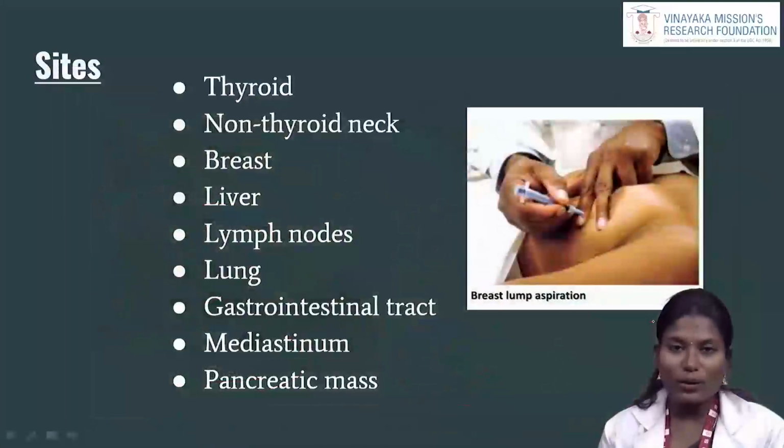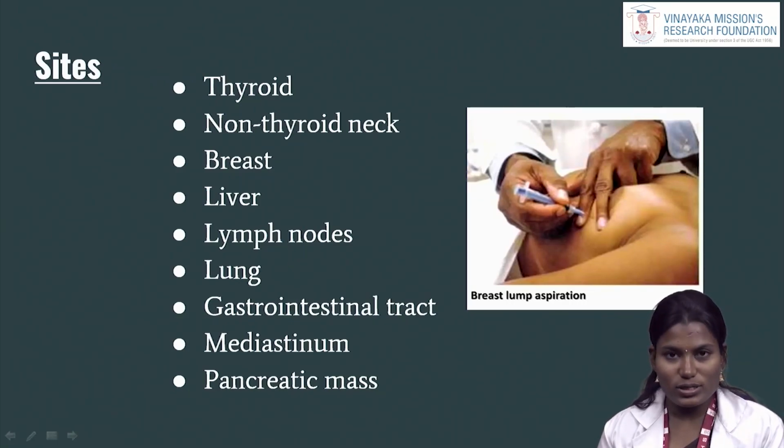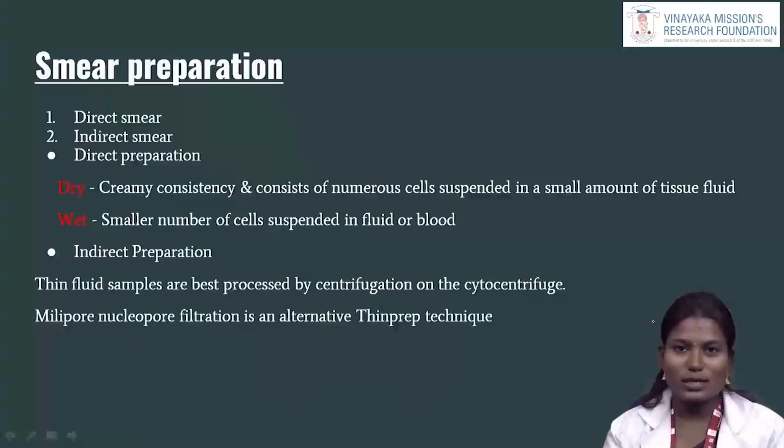The sites where we have to collect the FNAC sample: thyroid, non-thyroid neck, breast, liver, lymph nodes, lung, gastrointestinal tract, mediastinum, pancreatic mass. Yes students, we have seen the FNAC techniques, procedures and how the sample is collected in the two procedures, FNAC with aspiration and FNAC without aspiration. Also we saw the ultrasound-guided FNAC technique.